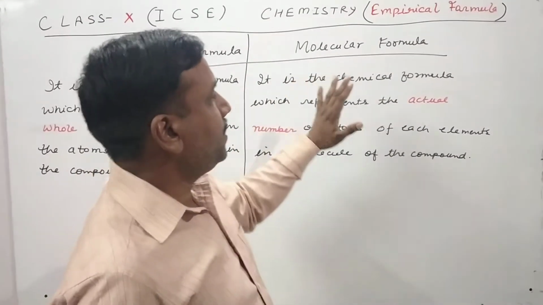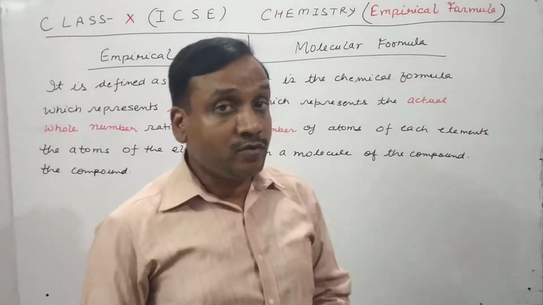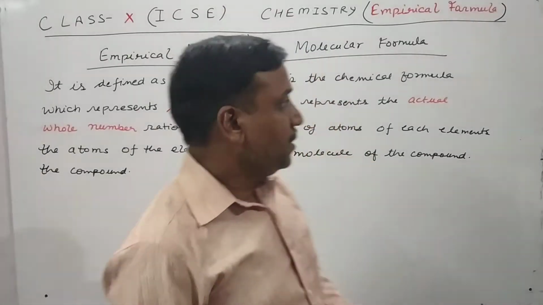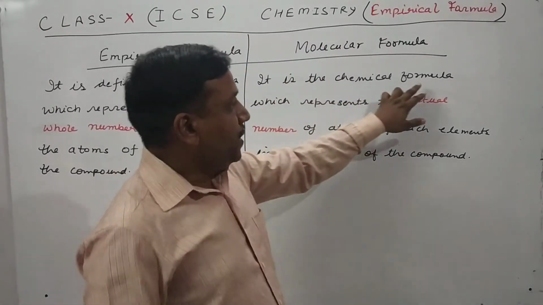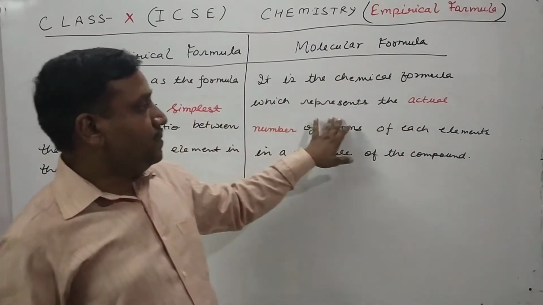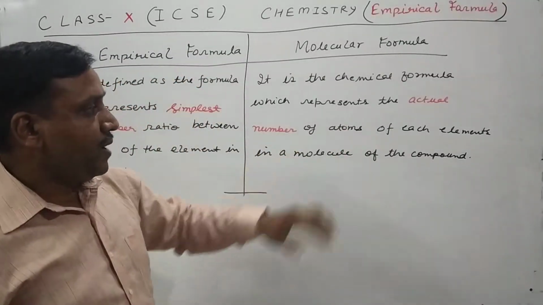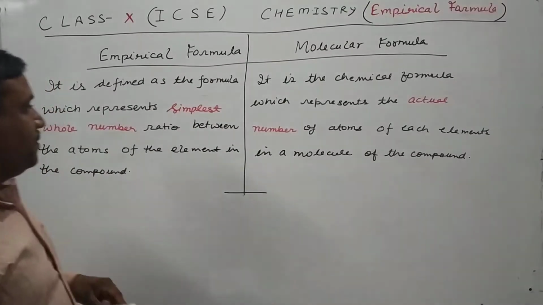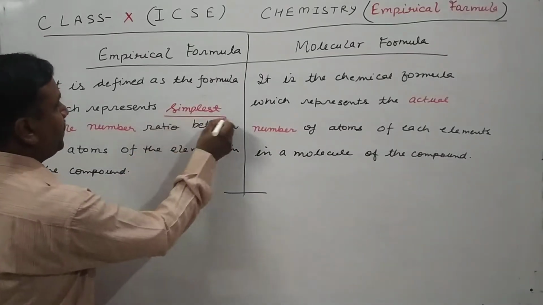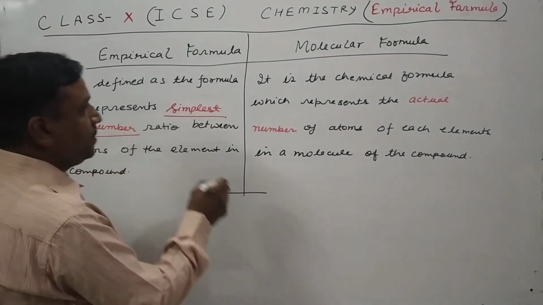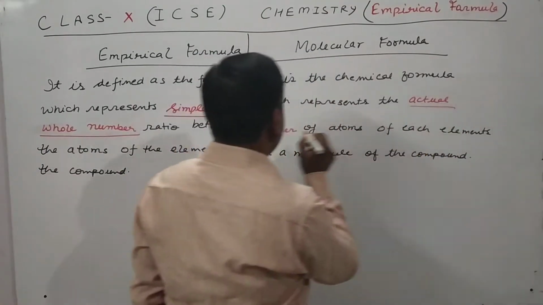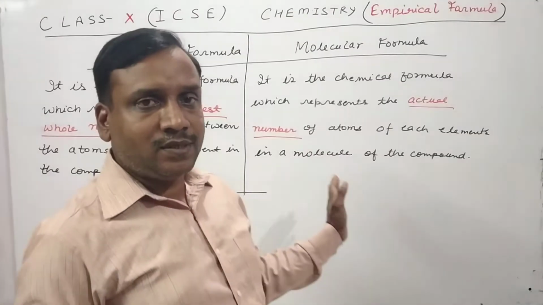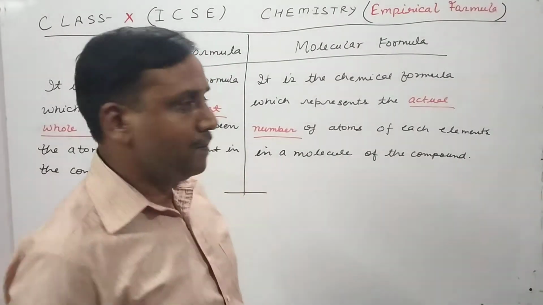Whereas the molecular formula represents the actual number of atoms present in a compound. This is a chemical formula which represents the actual number of atoms of each element in a molecule of the compound. The only difference is this, which I have written in red color: actual number of atoms. Now you can understand this difference by one example.